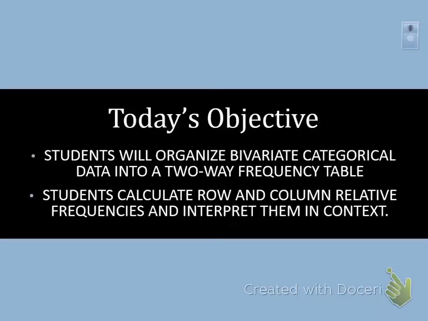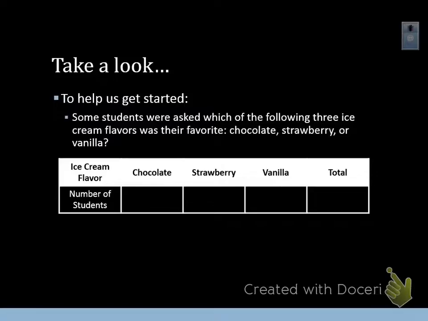So today, you should be able to organize bivariate categorical data into a two-way frequency table. And you also need to be able to calculate row and column relative frequencies and interpret them within context. So if you take a look at the beginning of your packet, there is a box that talks about ice cream flavors.